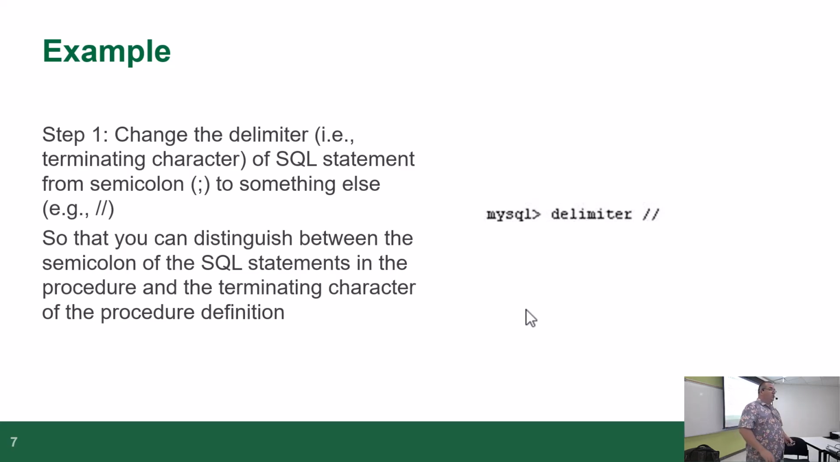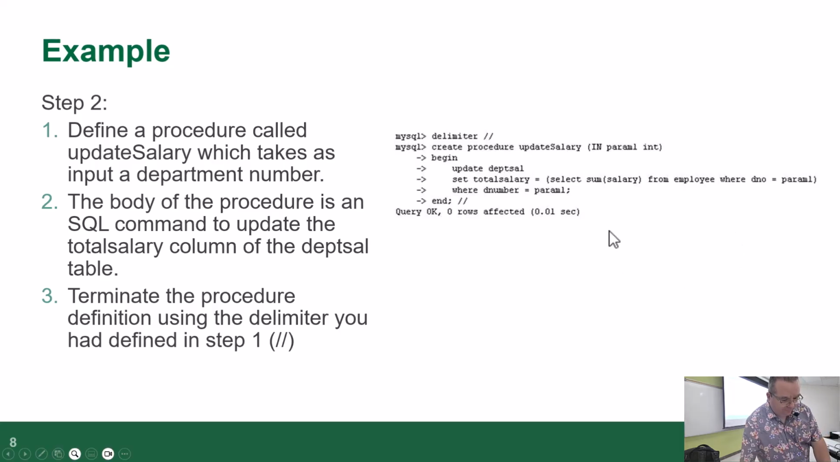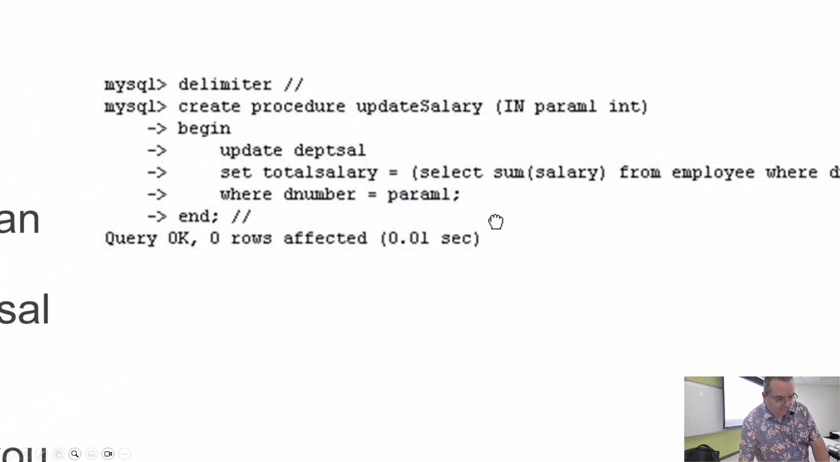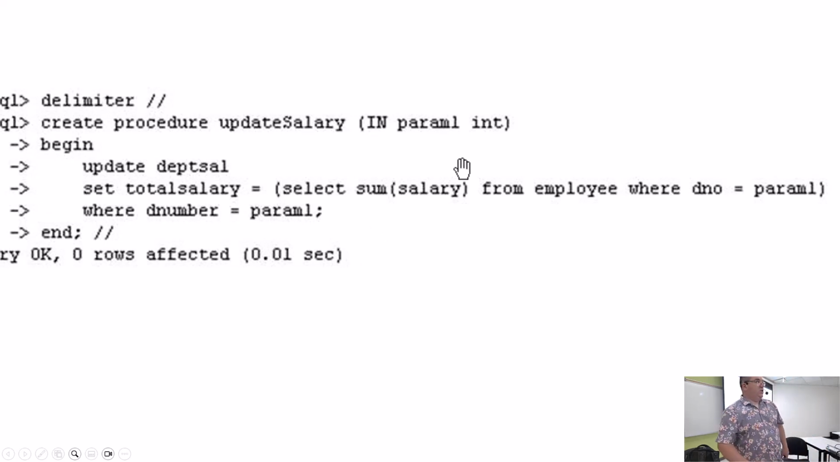It can be anything else, as long as it's not a common character you'd have in your code. In this example, we're going to use double slash. So essentially, the first command is we're saying, hey, ignore semicolons going forward. Do nothing until you see double slash. And I'm going to zoom in as much as I can. There, that's pretty good. So we changed the delimiter to 2 forward slashes.